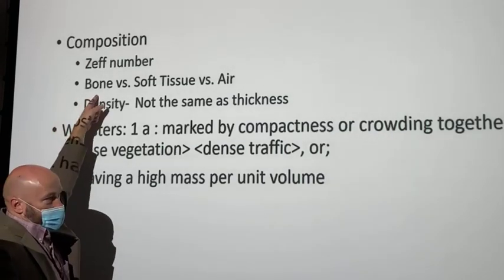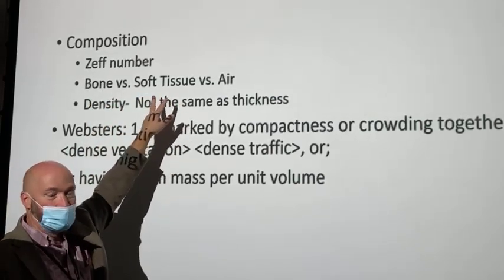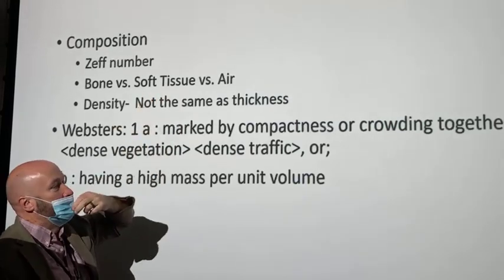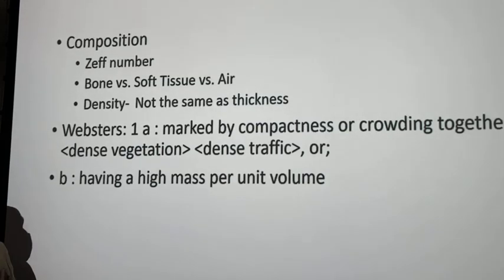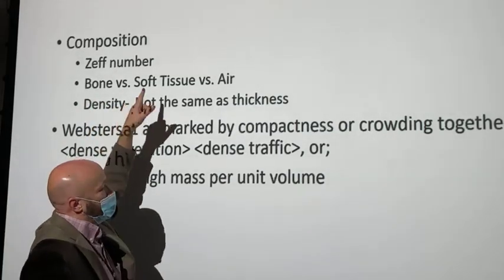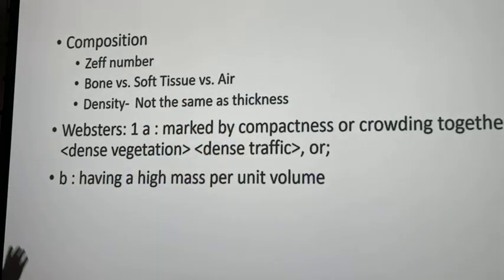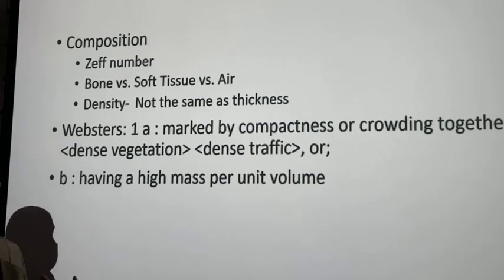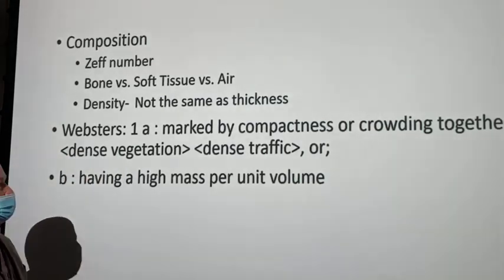So what you have is most dense. You have two different tissue types: muscle, and other soft tissue like fat, right? Of those soft tissue types, which one is more dense? Muscle, right. So you go from bone to muscle to fat to air, descending from the most dense to the least dense in your density and ZEF number. Density is not necessarily the same thing as thickness. You can have two different tissue types with the same thickness, one much more dense than the other.